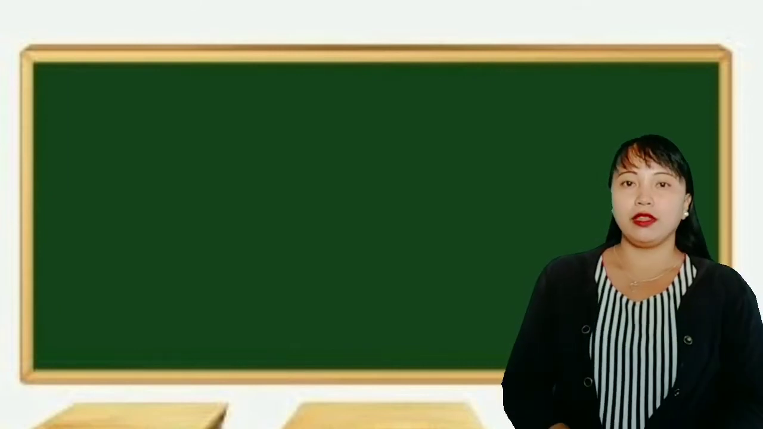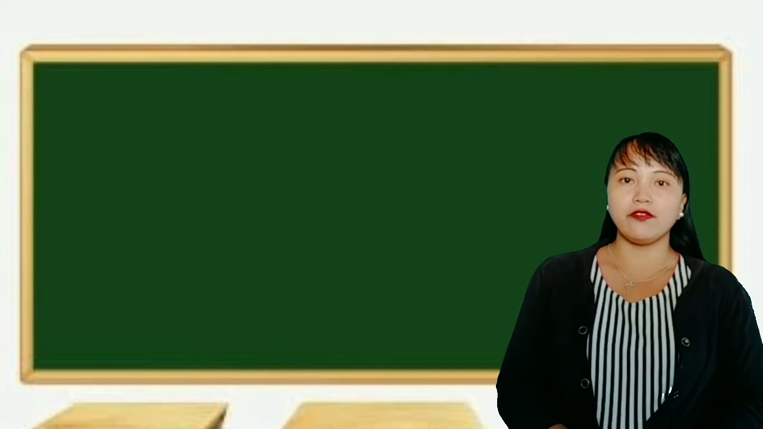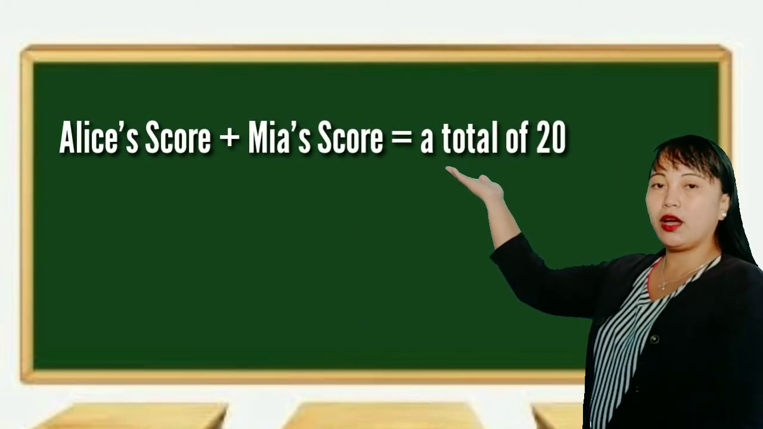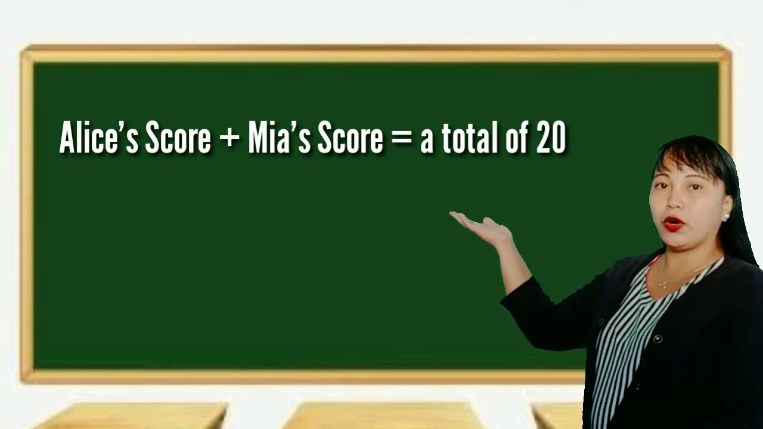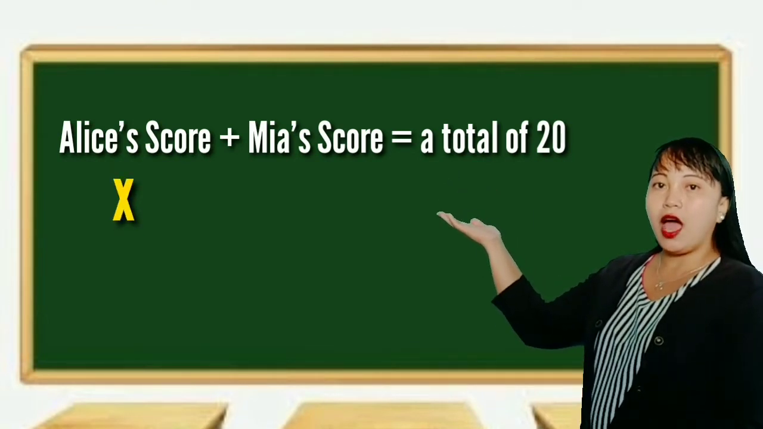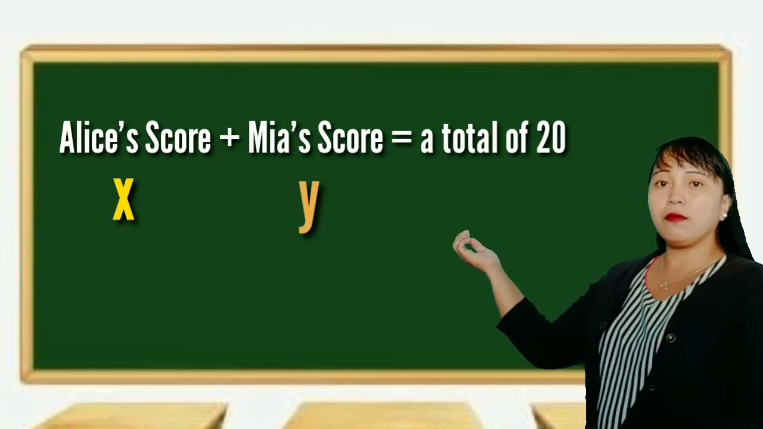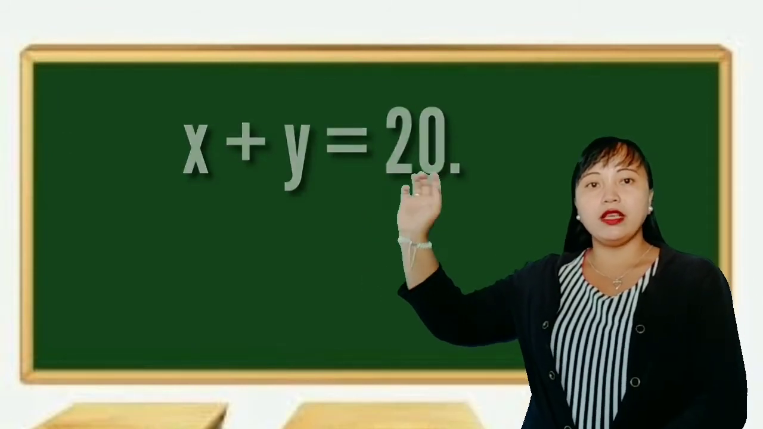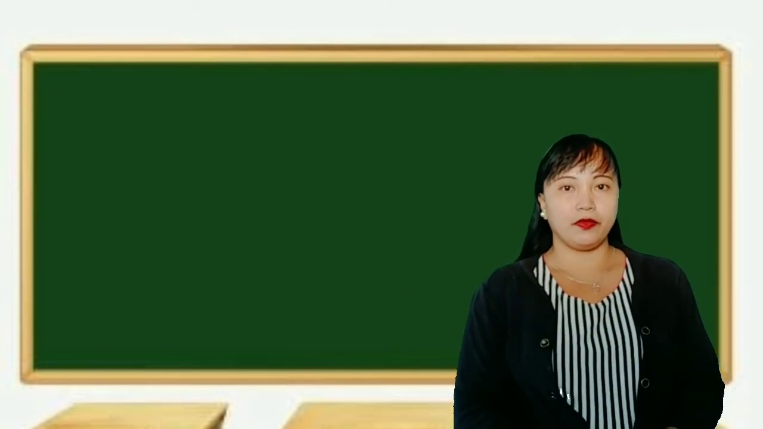In your activity, the combined score of Alice and Mia can be written as follows. Alice's score plus Mia's score is a total of 20. Replacing Alice's score by a variable x and Mia's score by a variable y, respectively, the equation becomes x plus y is equals to 20. This is an example of linear equation in two variables.